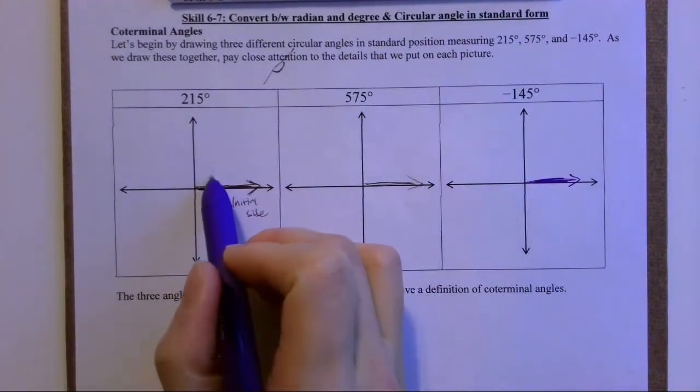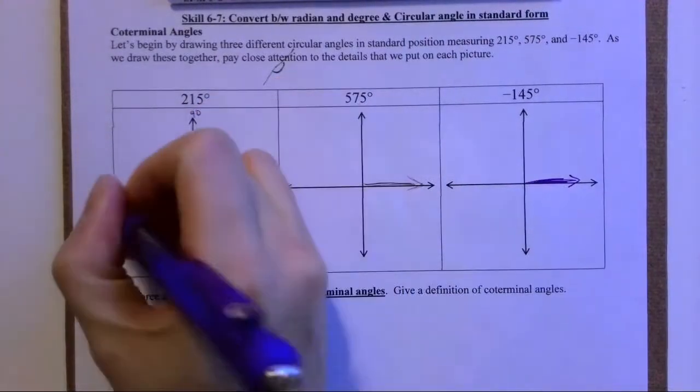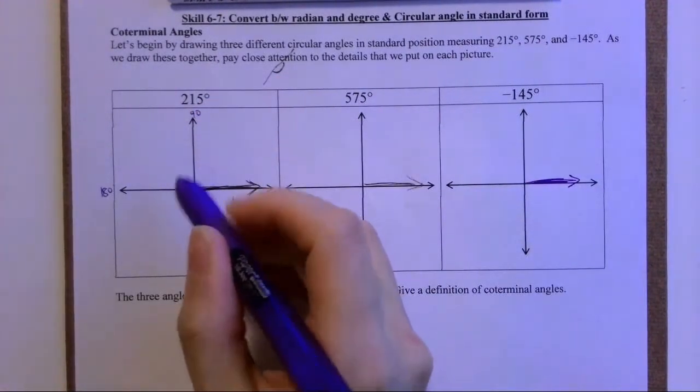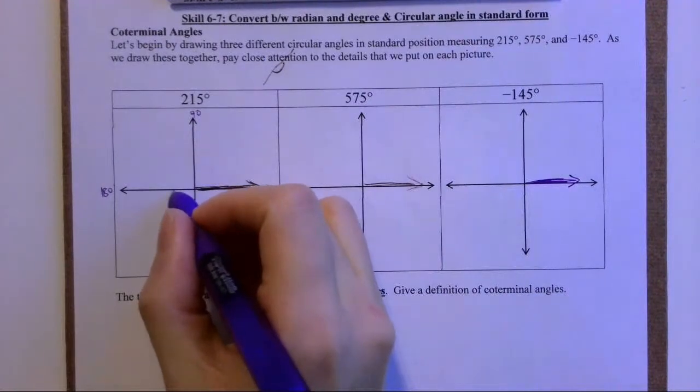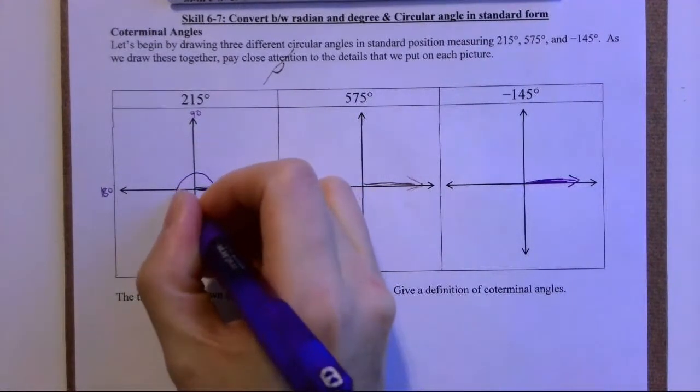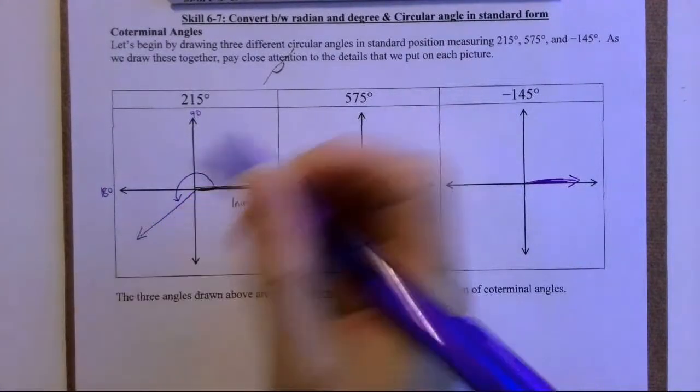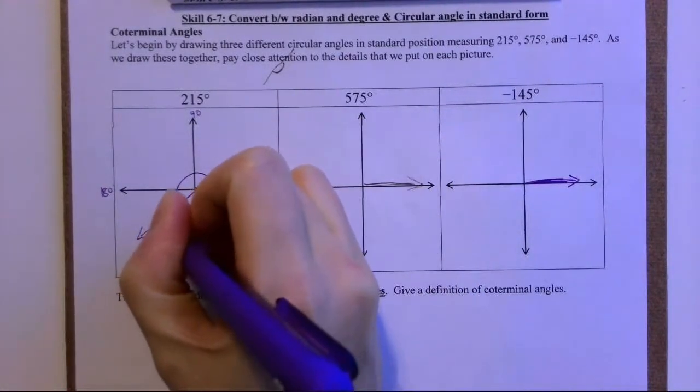Would you guys agree that's going to be 90 degrees and 180 degrees, right? That was 90, 180. I need to go to 215, so I need to go 35 more degrees. So I'm going to go all the way about this much, right? And where the angle ends, that's going to be called the terminal side.